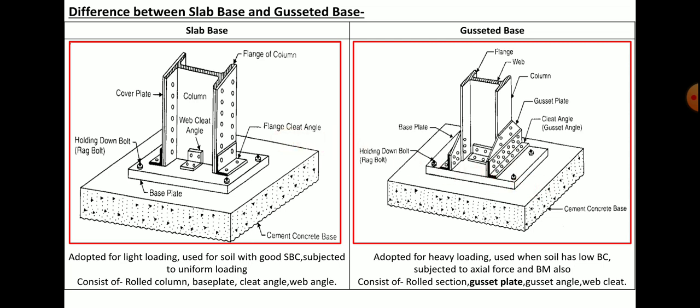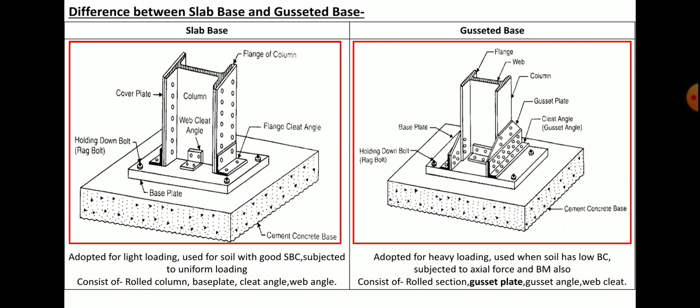Here you can see in this figure also, and some instructions are given. These are adapted for light loading, used for soil having good safe bearing capacity, and it is subjected to uniform loading. So in short, axial load is going to act on this particular section. It consists of rolled section, base plate, cleat angle and web angle. Correct. So directly gusset plates are absent in case of slab bases.